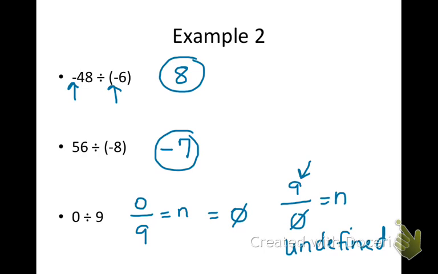Thank you, Siri. And it also says on the phone, 0 divided by 0 is indeterminate. So that indeterminate means undefined according to the laws of mathematics.